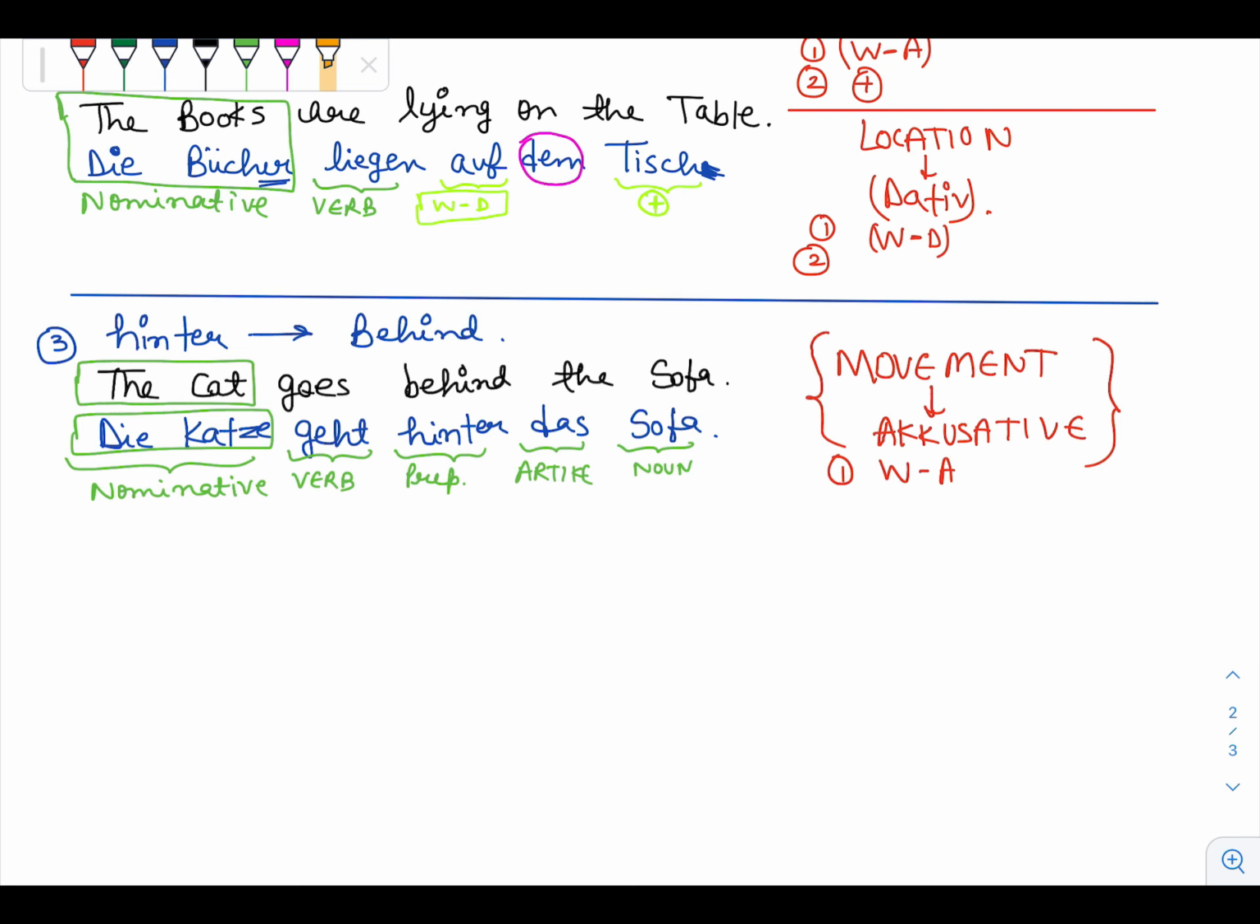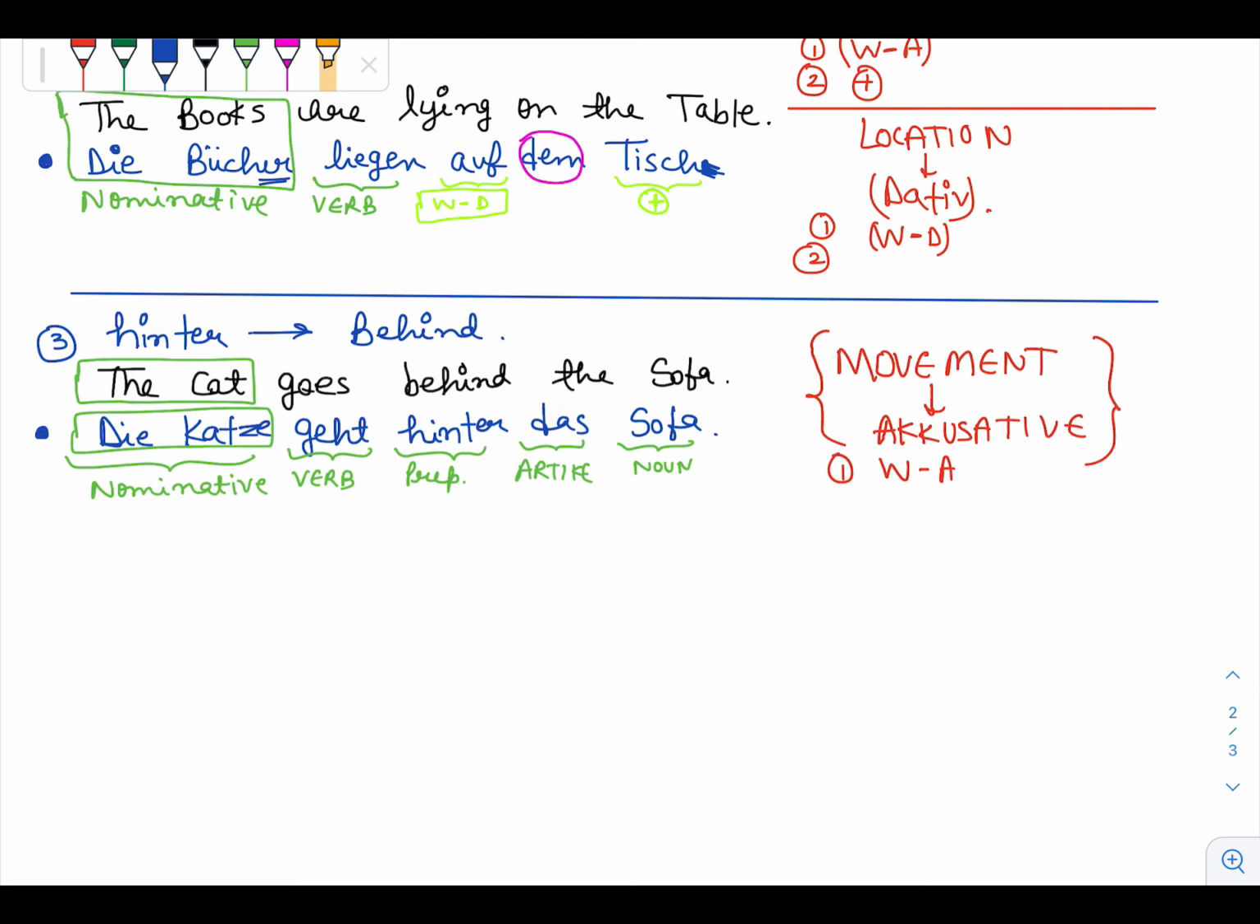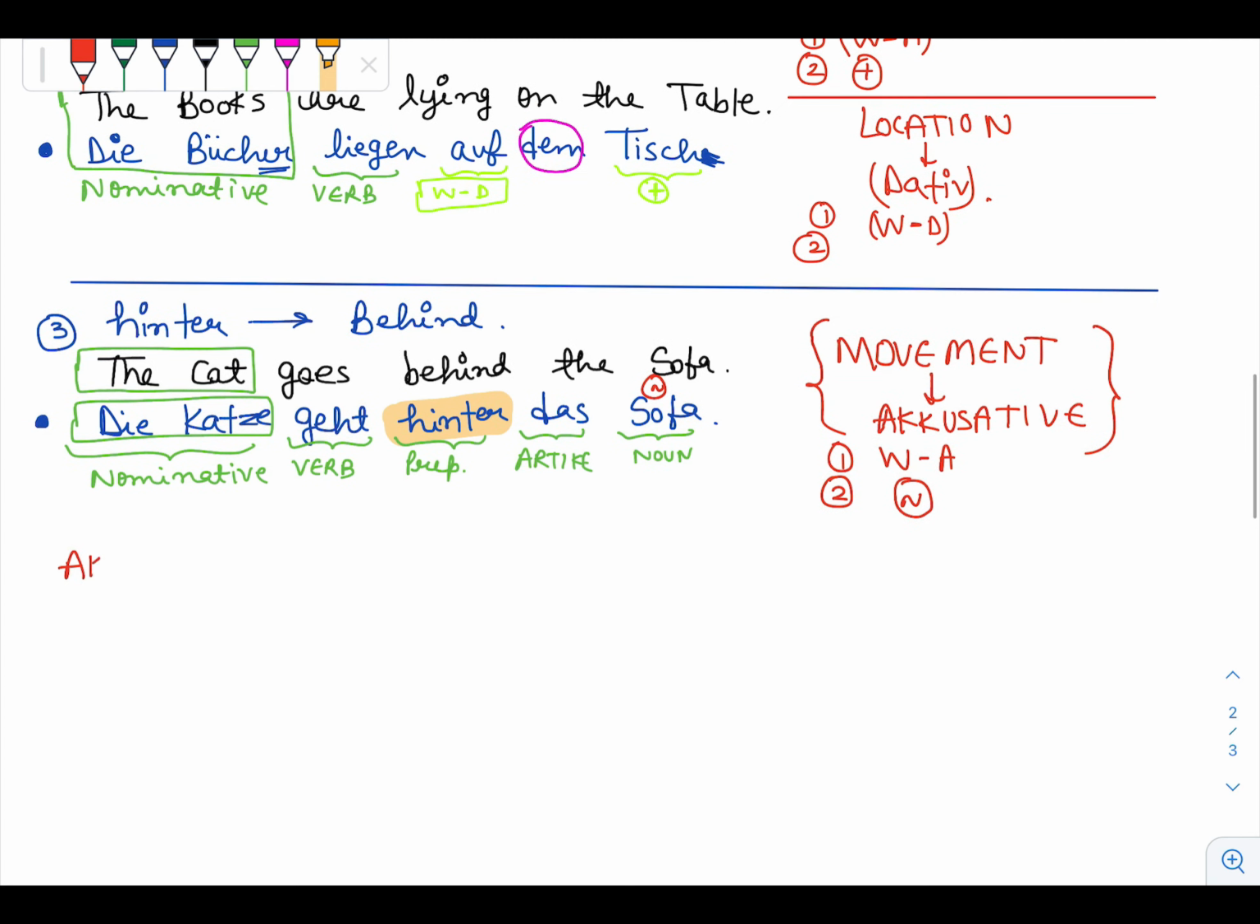Now, nominative, verb, preposition, article, and noun. So one thing we decided: this preposition hinter is a Wechsel preposition and it takes accusative because of movement. Second thing we required is gender. Sofa takes neutral, so accusative of neutral.